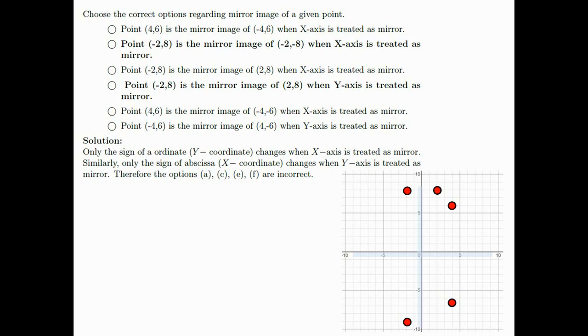Similarly, you can see that 4, 6 cannot be the mirror image of minus 4 comma minus 6 when x-axis is treated as mirror, and minus 4 comma 6 should not be the mirror image of 4 comma minus 6 when y-axis is treated as a mirror. So the basic rule is that only the ordinate, that is the y coordinate, changes when x-axis is treated as mirror. Similarly, only the sign of abscissa, that is x coordinate, changes when y-axis is treated as a mirror. Therefore, options A, C, E and F are incorrect.